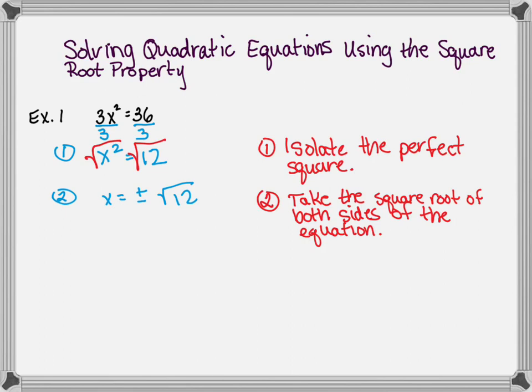We will get two answers. So please don't forget to put plus or minus whenever you're taking the square root of both sides of an equation. Let's simplify this radical on the right-hand side.